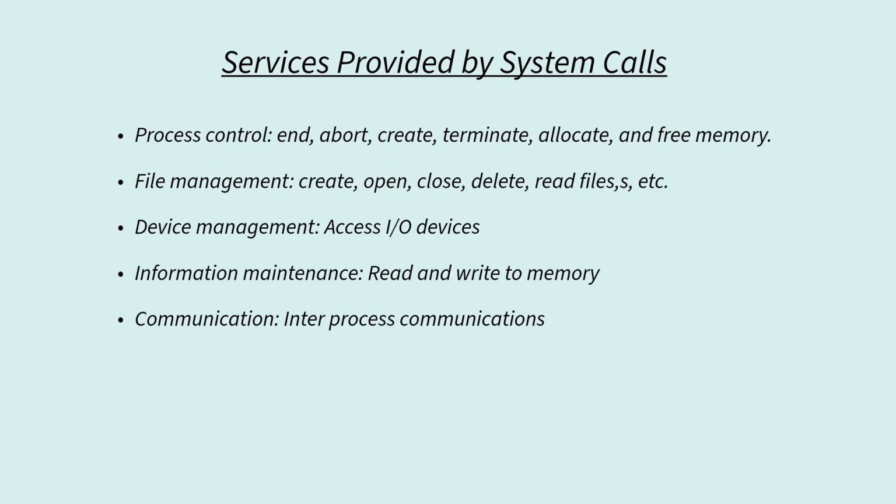Some of the system calls provide the following functions. Process control, which is to start, create, end and abort a process. It's also used to allocate and free memory. It is used for file management, like open a file, read a file, create a file, etc. It is used for communication, that is inter-process communication. It is used for device management. So if the application program wants to do all of this, then it has to make system calls to the operating system, and the operating system will help in achieving all of this.